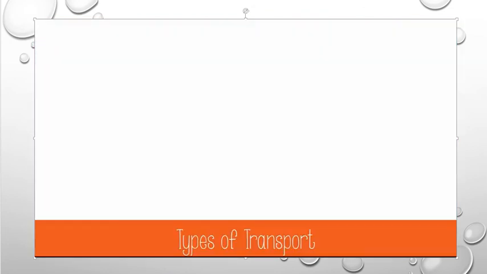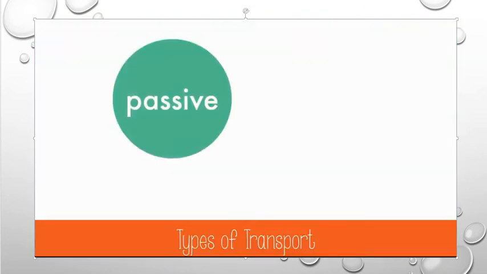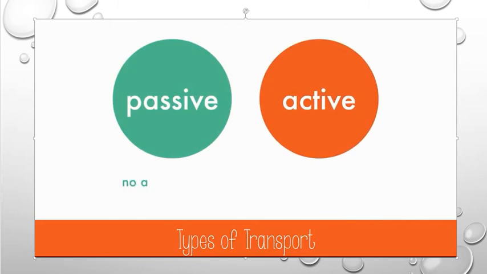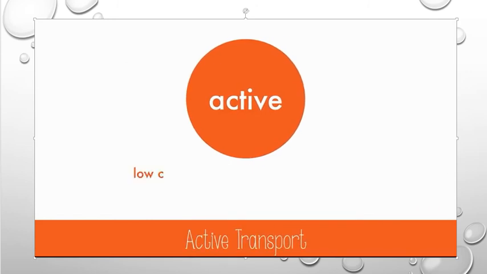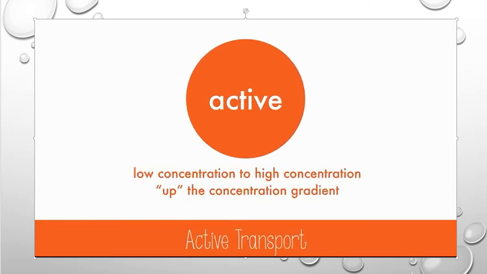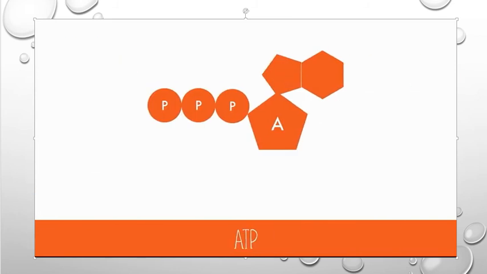Recall that there are two types of cellular transport, passive and active. Passive requires no added energy, but active does require added energy. Active transport also moves from an area of low concentration to an area of high concentration or up the concentration gradient. This is the opposite of passive transport, and because it's more difficult, it needs the energy molecule called ATP, which stands for adenosine triphosphate, because there's an adenosine molecule and 3 phosphate molecules.